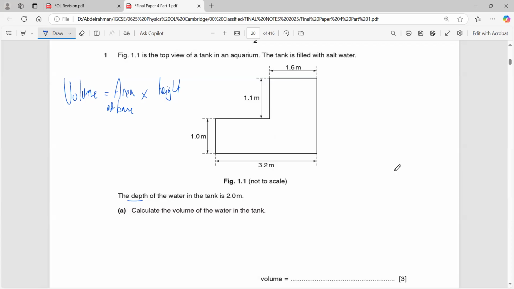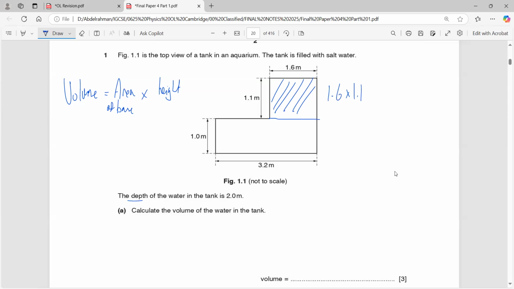The question: can you find the area of this base? Can you find the area of this swimming pool? Yes, I can. You can divide it into two shapes. It would be easier if you divide it into these two shapes. This is the first shape, which is 1.6 times 1.1.